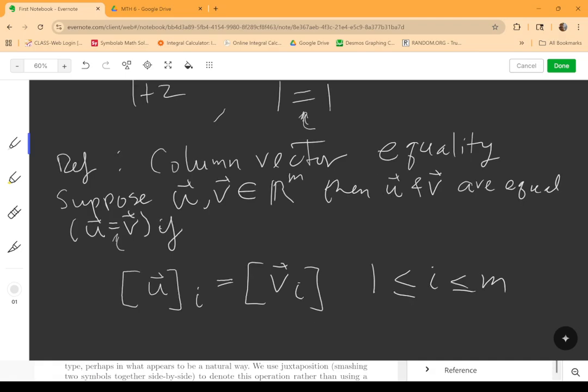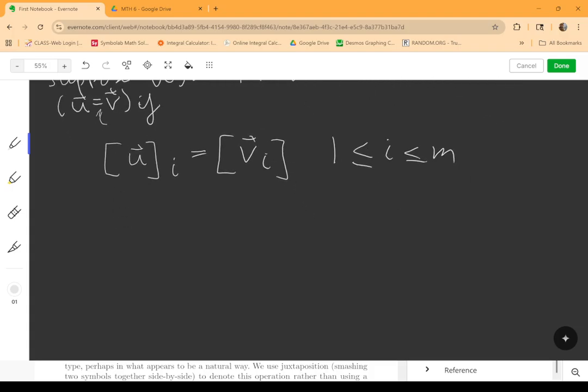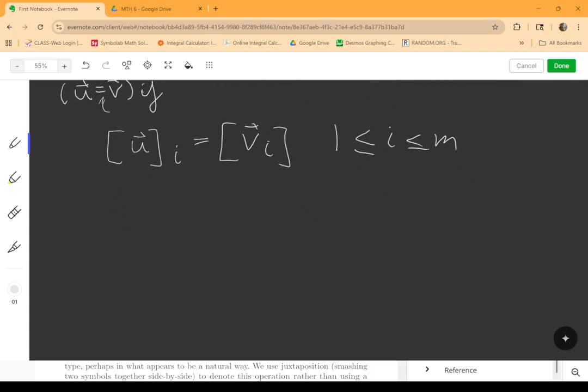Okay. And again, these are all foundations. It's necessary to make sure that we write these out because, as we'll see later, we can define this idea of equality to be different things. So for this particular case, this is what we mean when vectors from R to the m are equal.